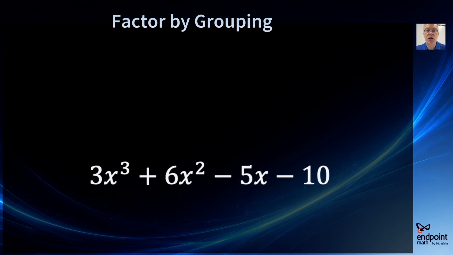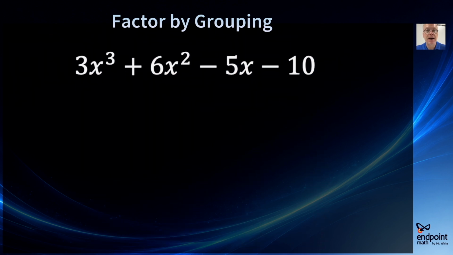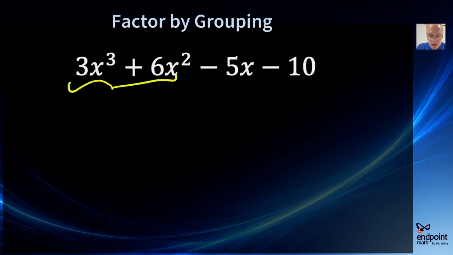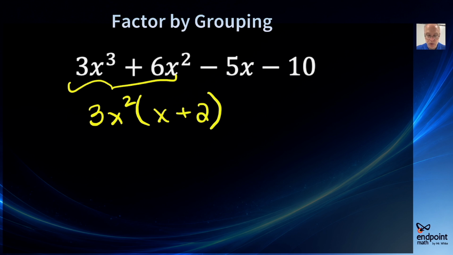So I'm just going to do one more problem because you know what, you don't need to see me do 1,000 of these to understand this. So let's factor the first 2. What do they have in common? They both have a 3x squared that can be factored out, divided out. So what's left behind? X plus 2.